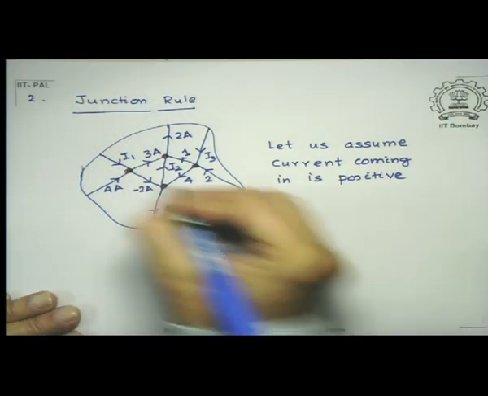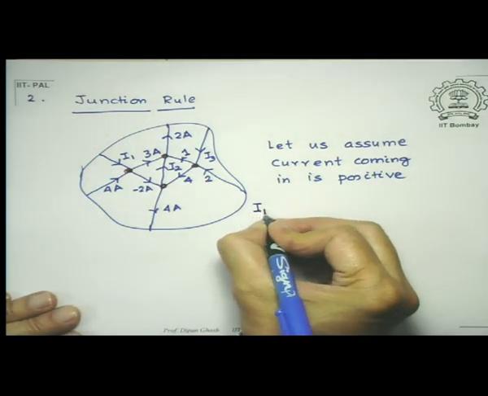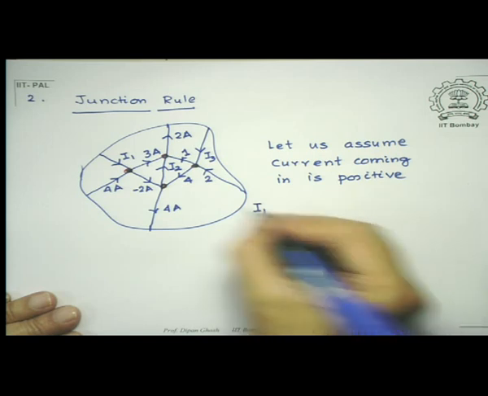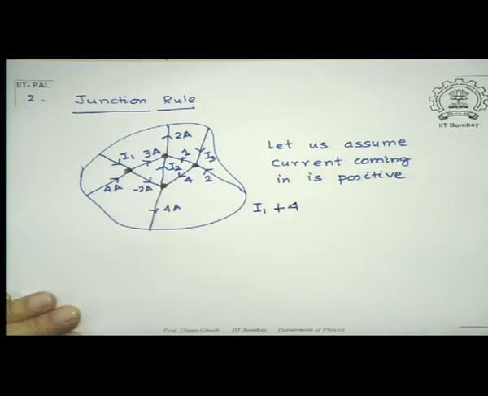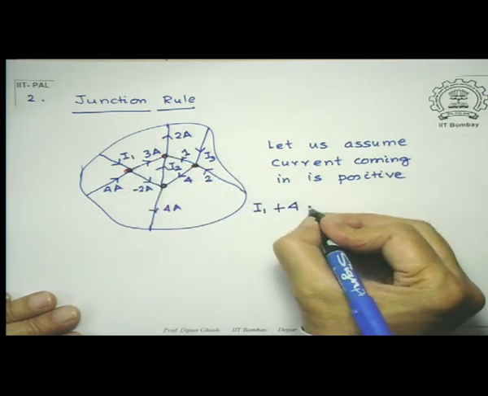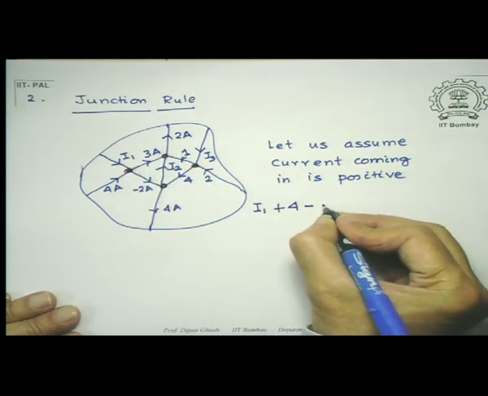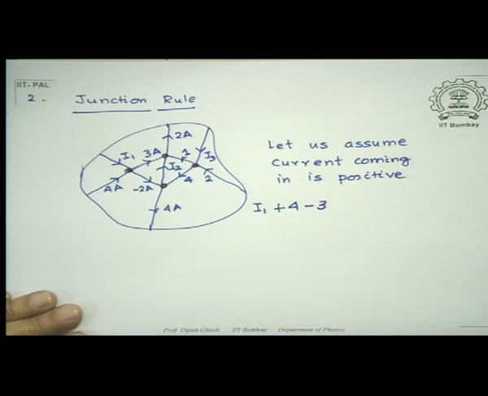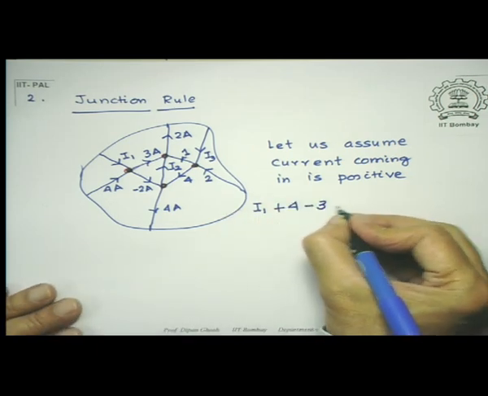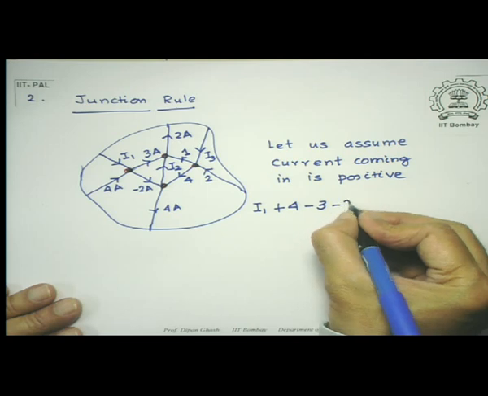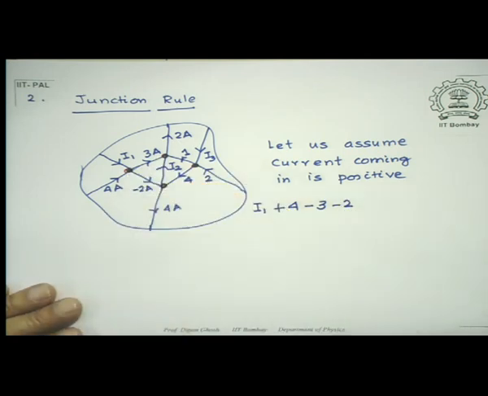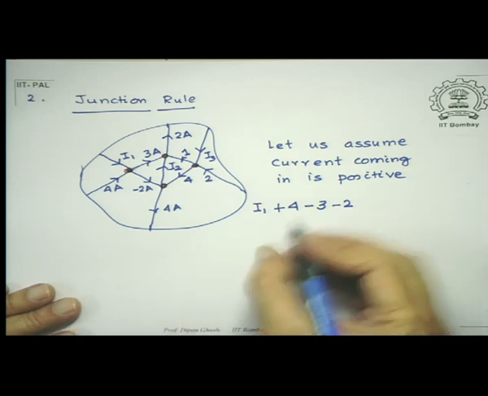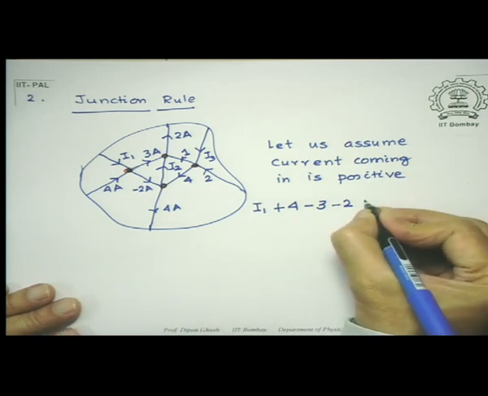So let us look at this first junction. I have I1 coming in, so that is positive. I have 4 amperes coming in again, so that is positive, and there are 2 of them going out, so I put a minus sign there. I have got minus 3 and you have minus 2, because there is a 3 ampere going out here, 2 ampere going out there. So if you look at this, this quantity is equal to 0.